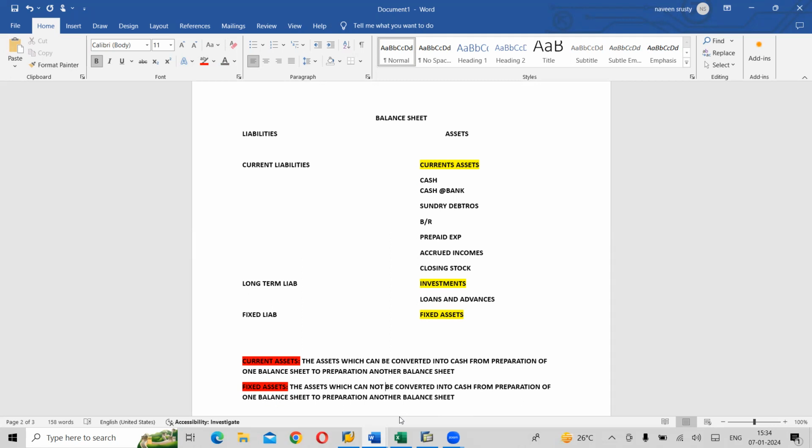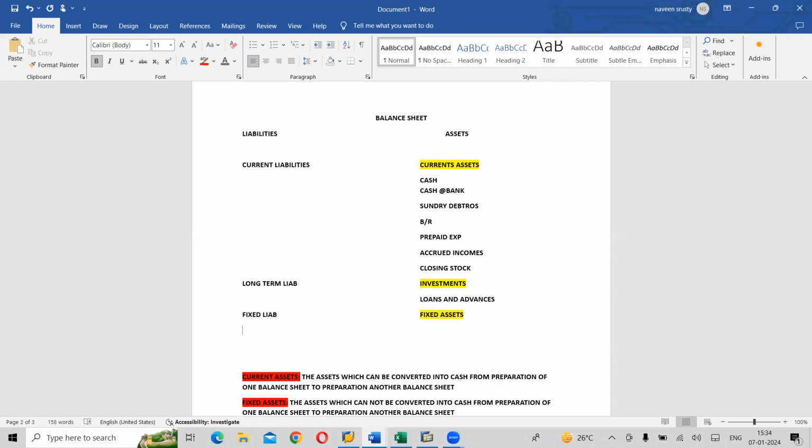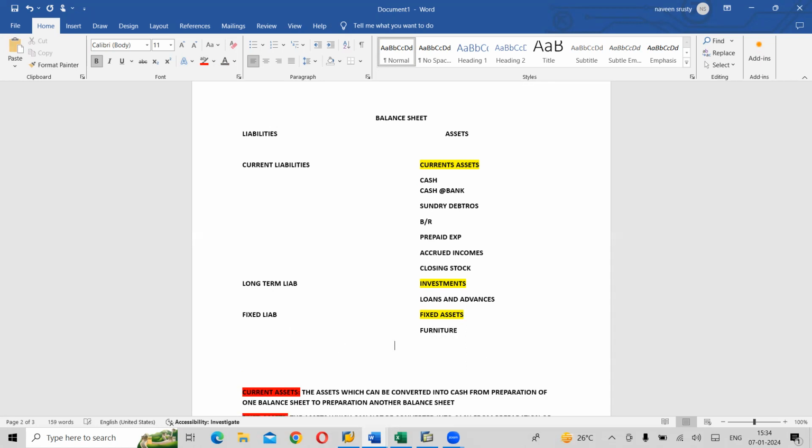For example, 1 year I'm saying, from the preparation of one balance sheet to another balance sheet, in the sense it's 1 year's time, nothing but 365 or 366 days. So can't we sell, if I'm taking, what is the first fixed asset? If I take building, furniture and fixtures. Okay, building.